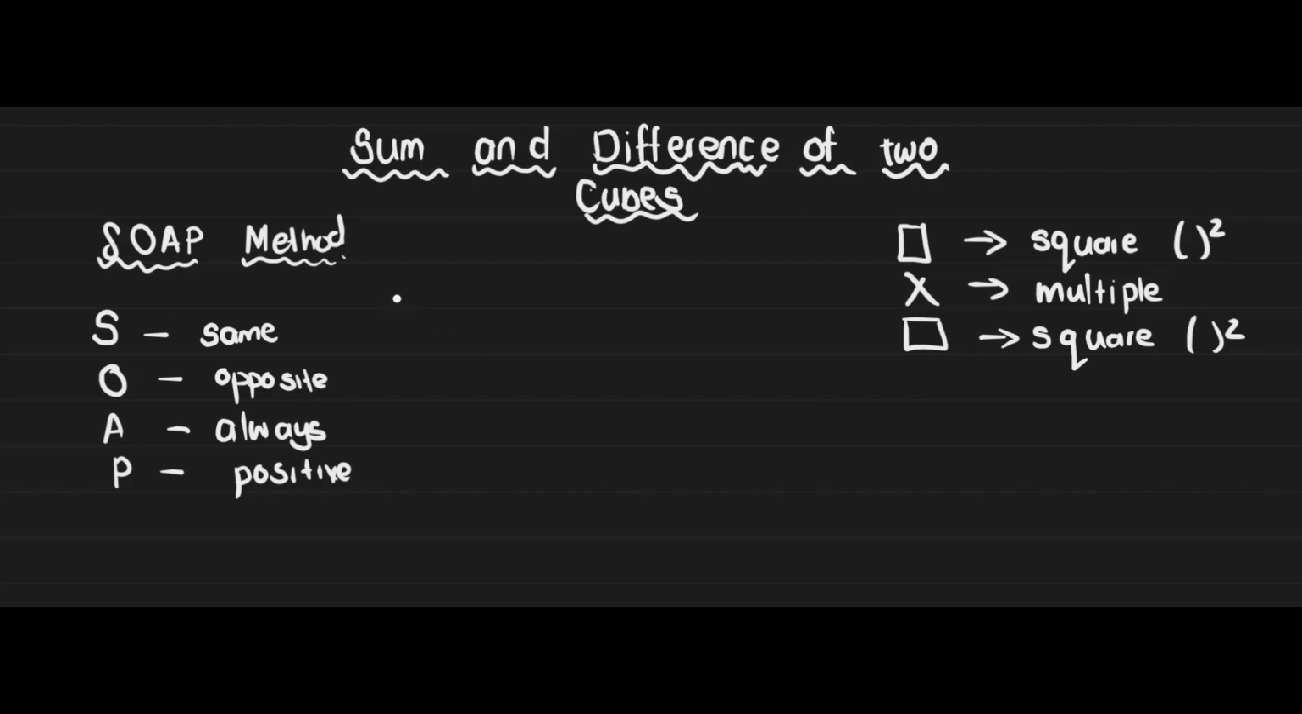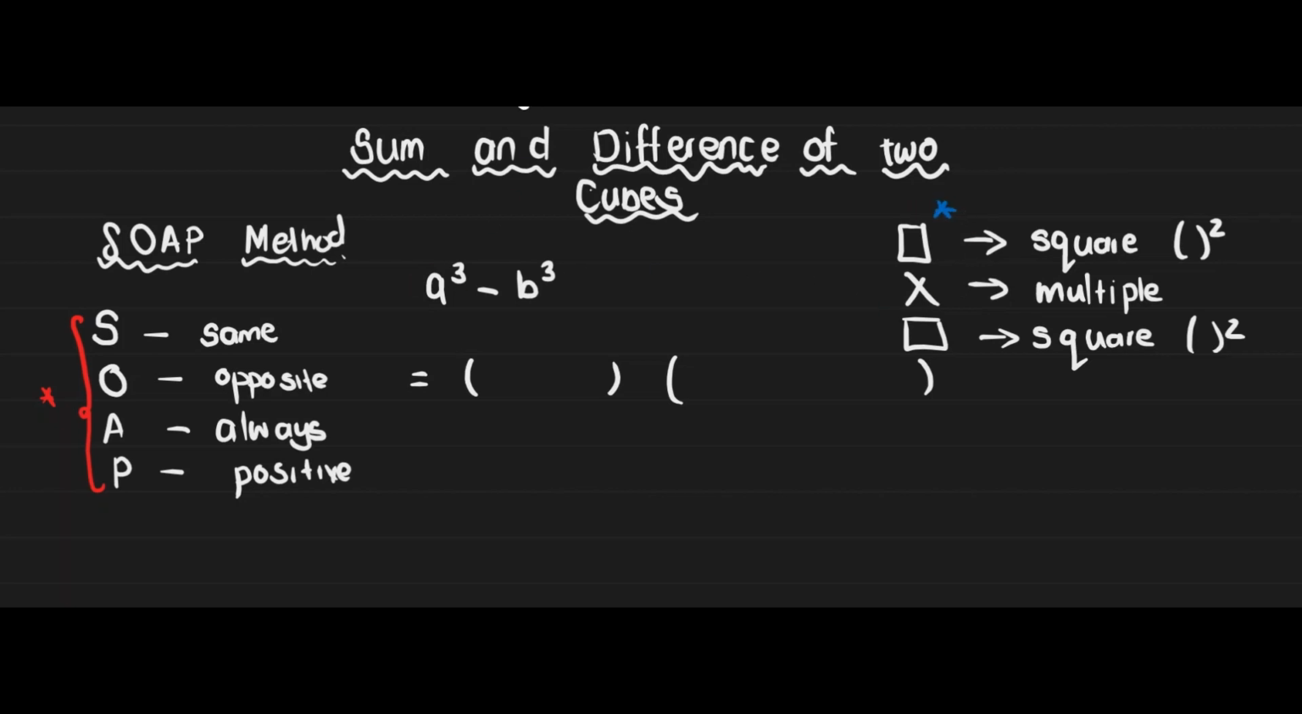So for example, let's say they gave you a cubed minus b cubed, right? To solve this, you need to use the SOAP and this. So let's do that. This is going to be equal to the first bracket and another bracket. In the first bracket, these ones are going to be represented by red, and this one will be represented by blue.